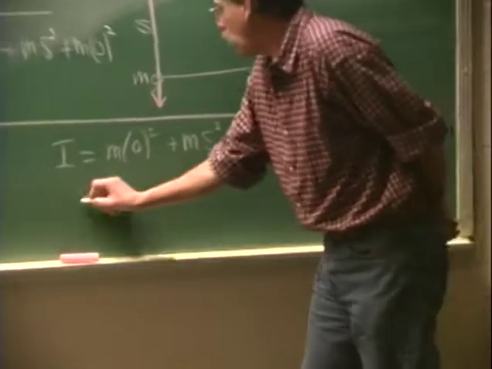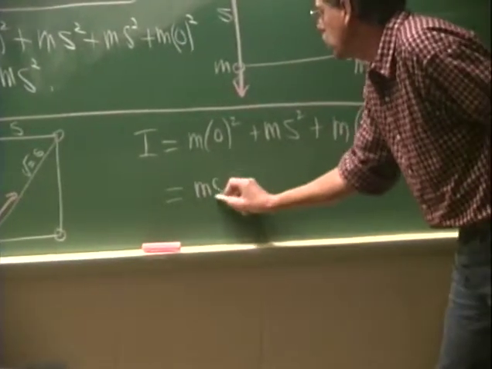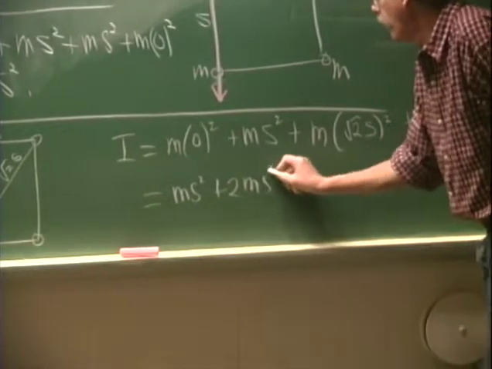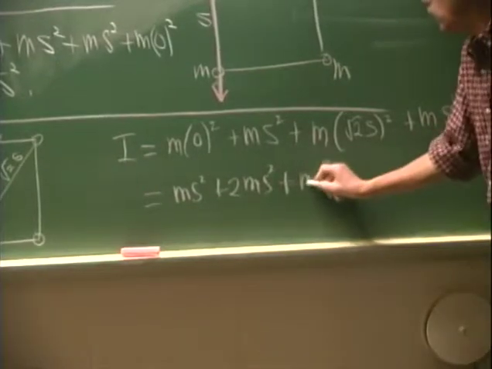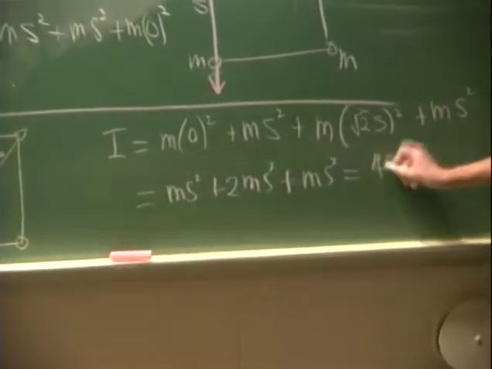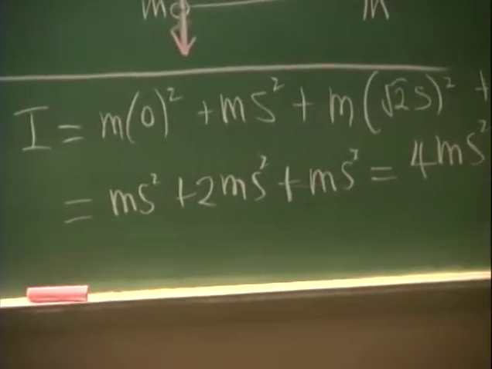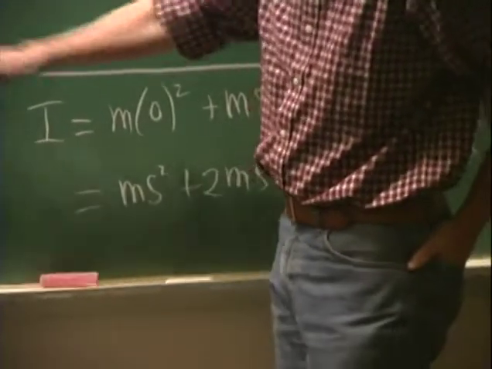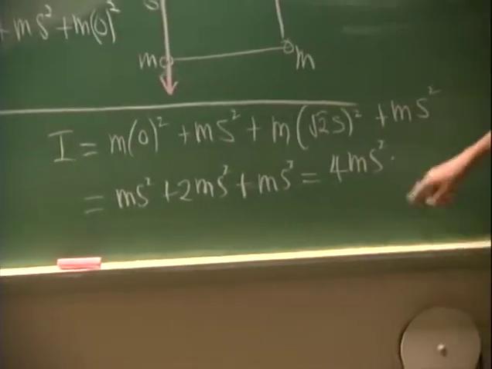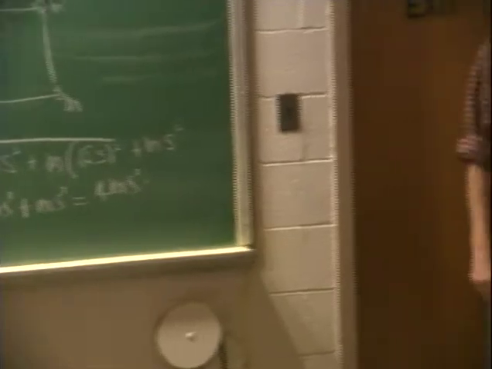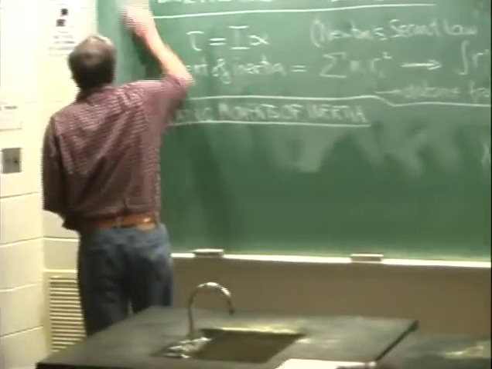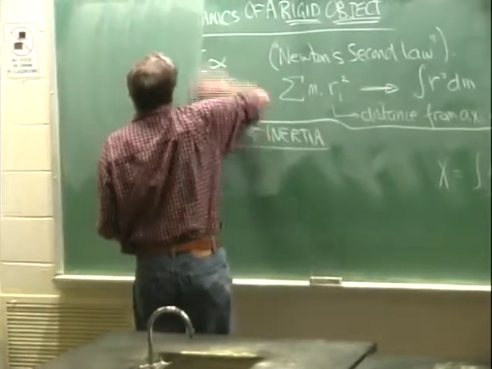Now, what do I get all told? ms squared plus, squaring this out, 2ms squared plus ms squared is 4ms squared. So from the same object, I've got ms squared about one axis, 2ms squared about a second axis, 4ms squared about a third axis. So it depends entirely on the axis you're rotating about.